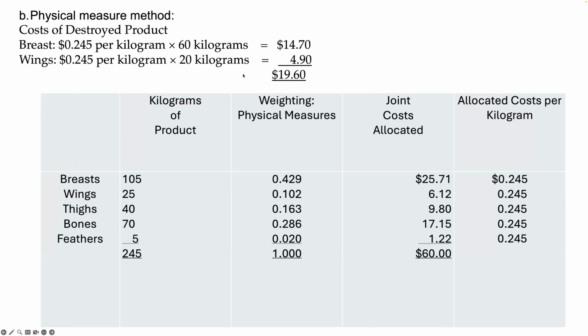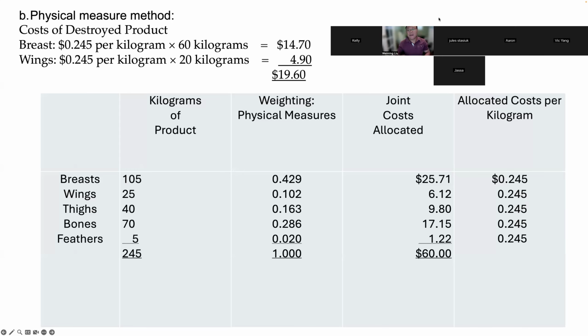Then I want to calculate the cost of the destroyed product. The total weight is 80, and times 0.245, I get $19.60. So if you understand this question, please give me a thumbs up. 1, 2, 3.